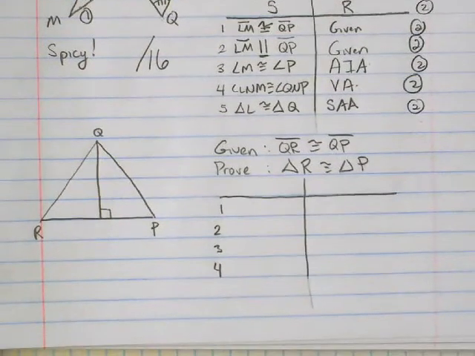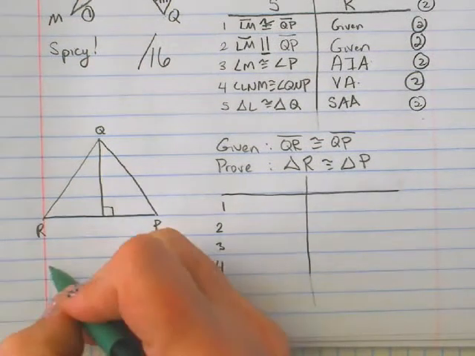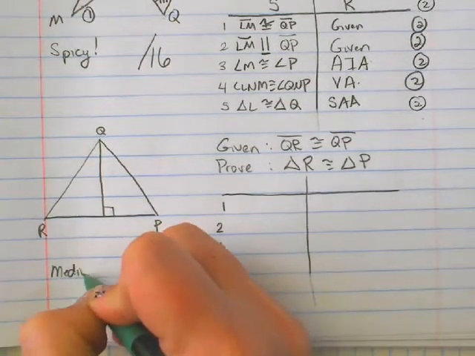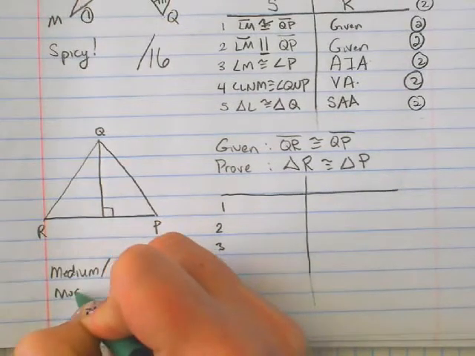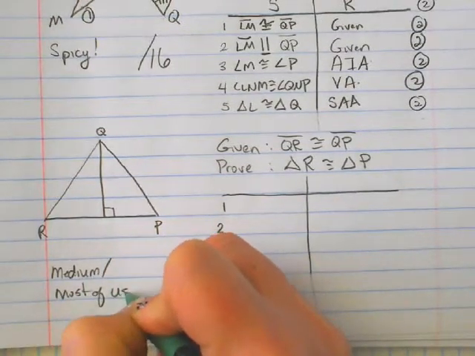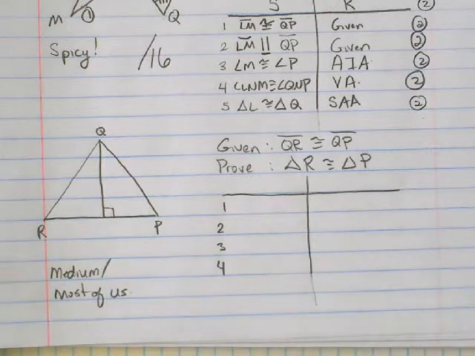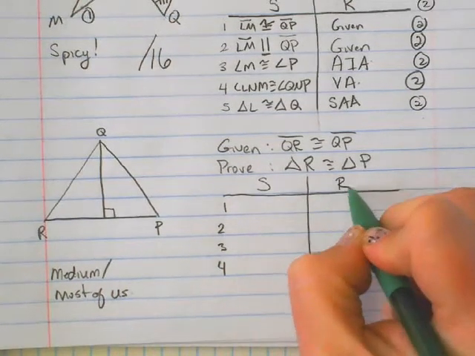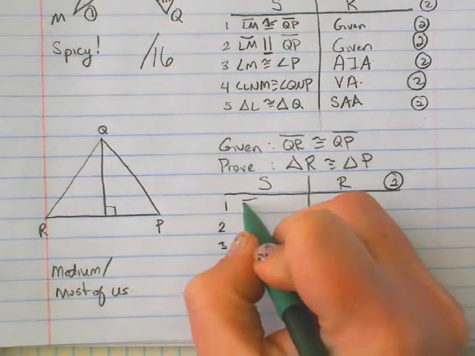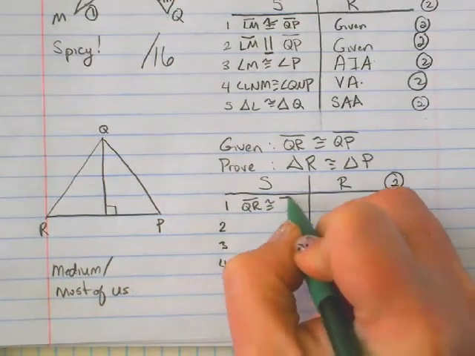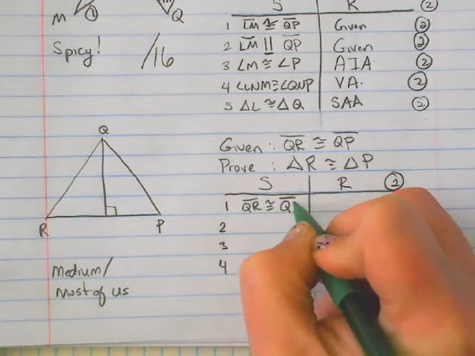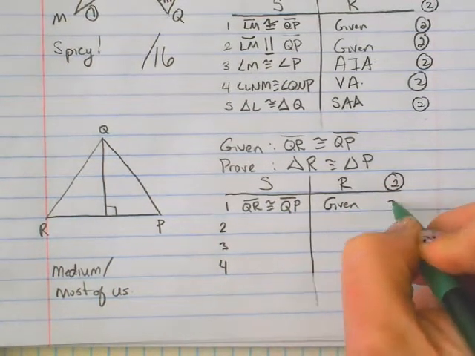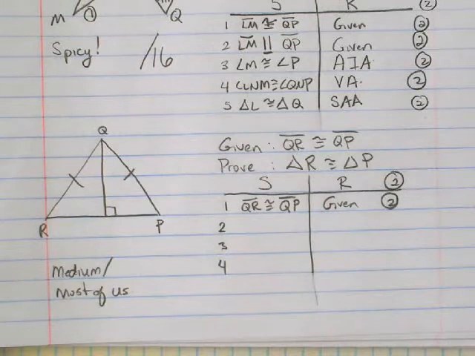Here's your next problem. This is a medium, or a most of us. Most of us are going to get this problem correct. Pause the video. When you're ready, start it back up. S and R, 2 points. QR congruent to QP, given, 2 points. Mark it, mark it.